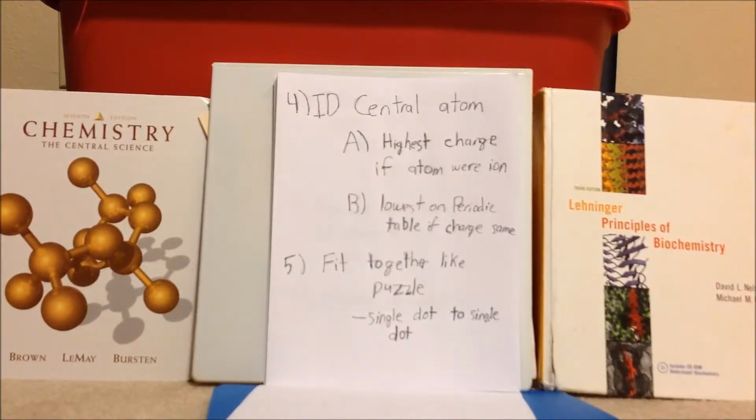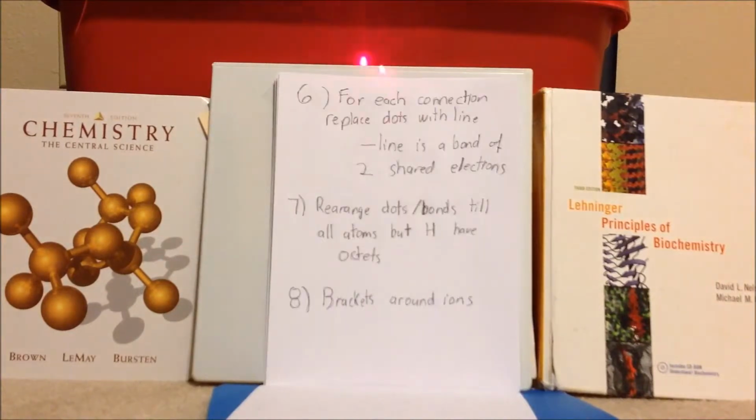Now that you have all your atoms and you've decided what the central atom is, you fit it together like a puzzle. You try and match single dots to single dots. Each time you connect one of those single dots to single dots, you replace those dots with a line. That line is now the chemical bond, and it represents two shared electrons. Again, the line replaces the dots, and it represents two shared electrons in a chemical bond.